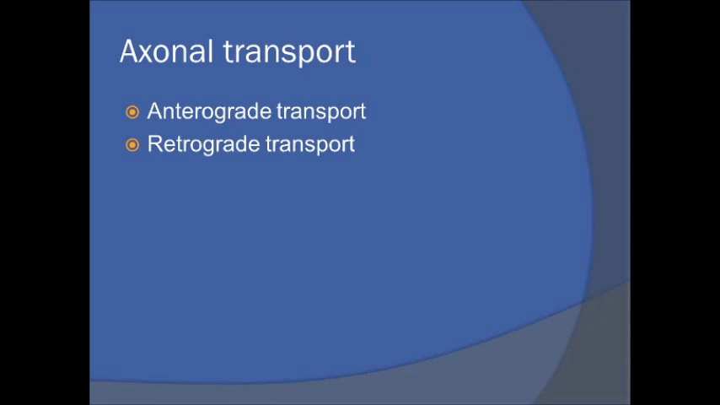Nutrients can also be transported along the axon. From the body to the end of the axon terminal is known as anterograde transport, and from the axon terminal back to the body is known as retrograde transport.